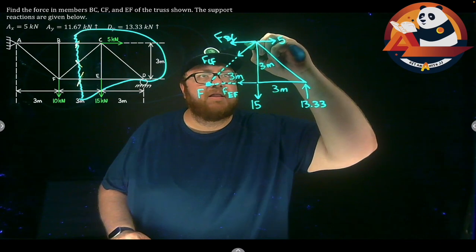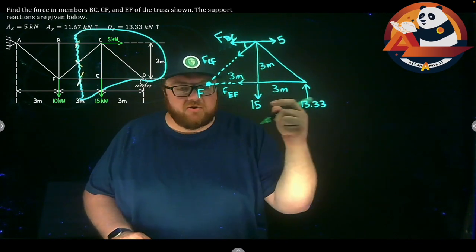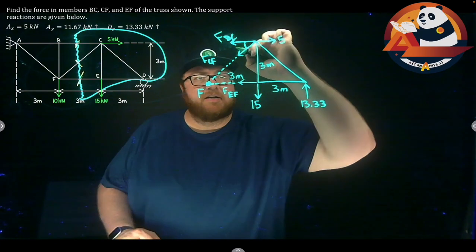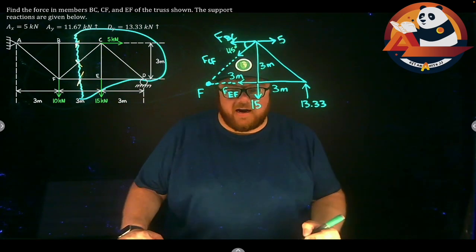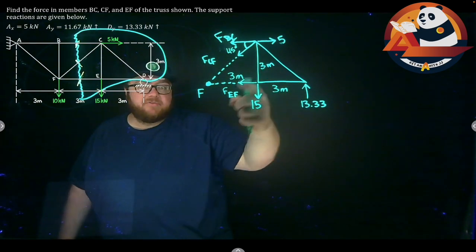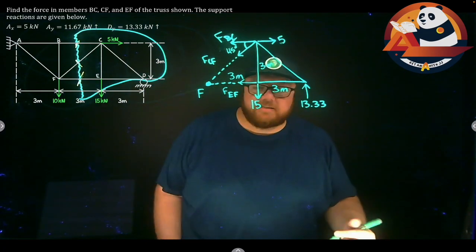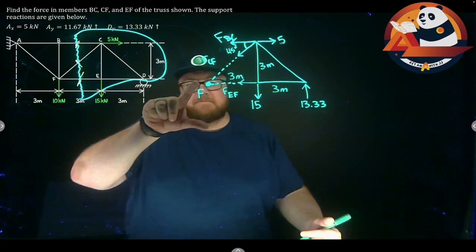Also, I need to label this angle in here. But do I know that angle? Well, if FCF goes over 3 meters and it goes down 3 meters, even without punching this into our calculator, we should know that's a 45-degree angle. Or we could do the inverse tangent of 3 over 3 and it would get us there. Either way, 45 degrees. But let's come in and work with this then. So what should we do first? I'm going to get some moments at F.